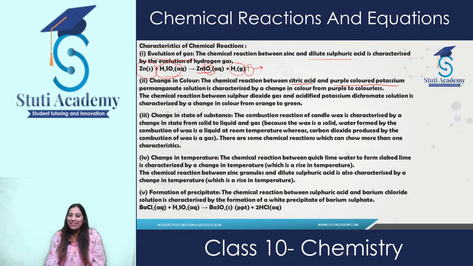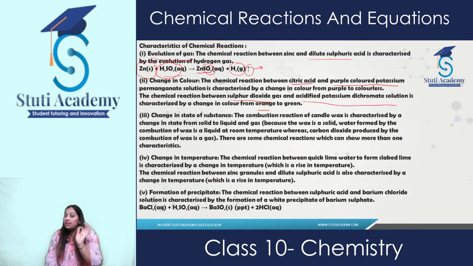Another example is when sulfur dioxide gas reacts with potassium dichromate solution, then again there is a change in color. The actual color of the potassium dichromate solution is orange, but when we add some sulfur dioxide gas into it, its color changes to green. So this change in color is also one of the most important characteristics of a chemical reaction.